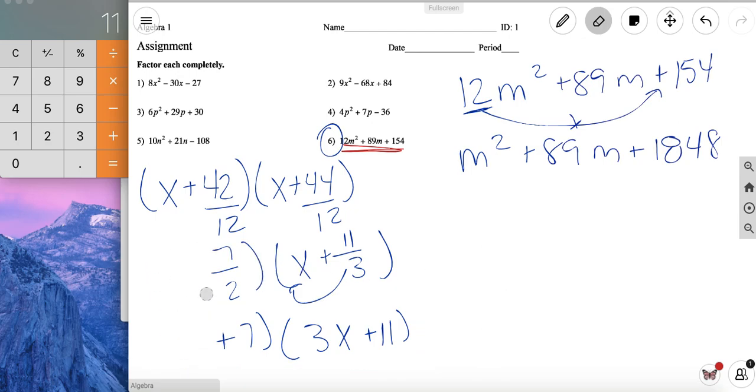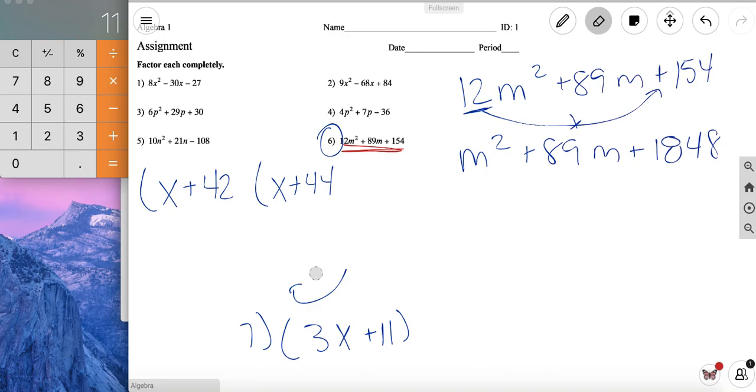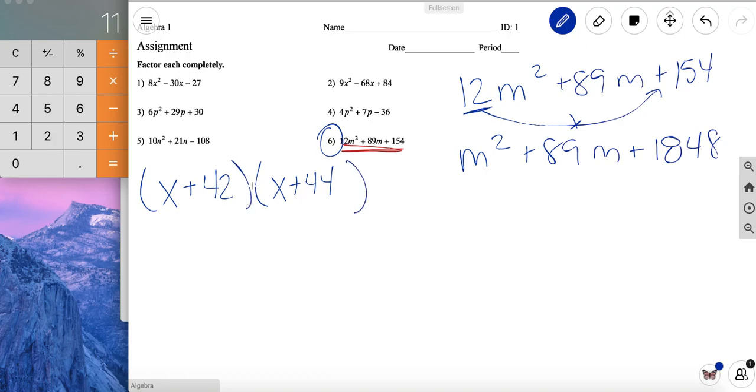Let's go back to the original, okay? Always try to go backwards. Sometimes it's just easier to go backwards. Alright, so is this true? Are those two numbers, when we add them together, they get me 86, and that's not what I want, so I know that I made a mistake here. That was my mistake.